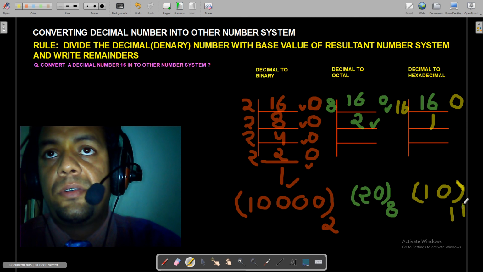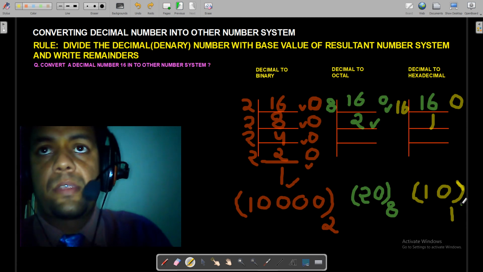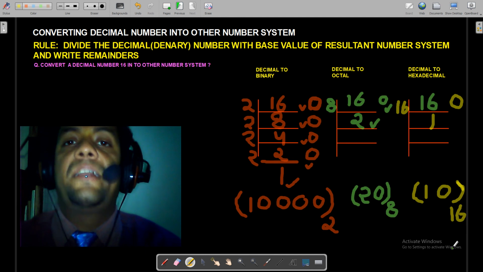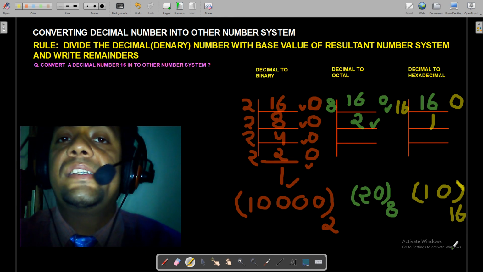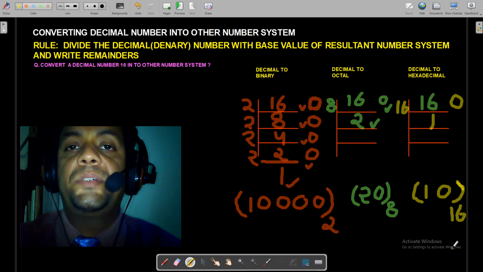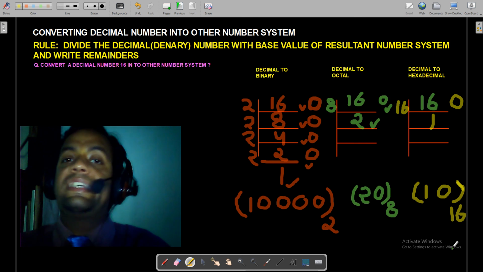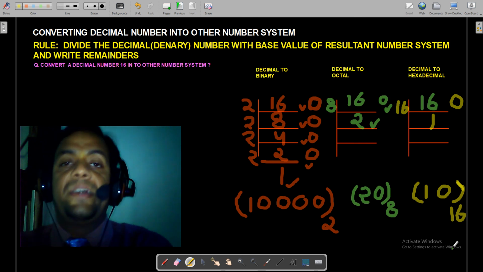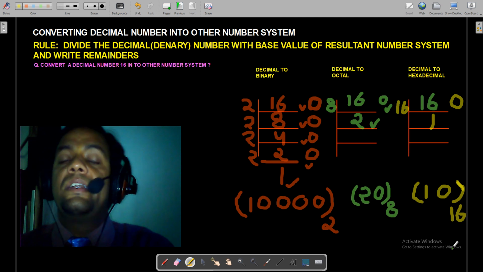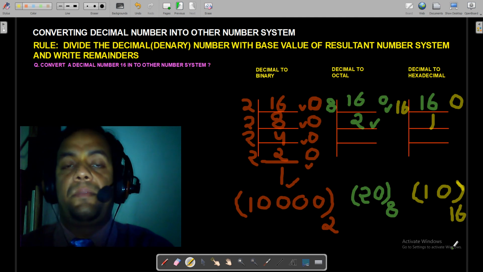So children, look, a decimal number is converted into another number system by using a simple rule: divide the number by the base value of the resultant number system. Okay, I hope you have learned it. It's so simple to do. Now I request you to complete your assignment. Thank you.